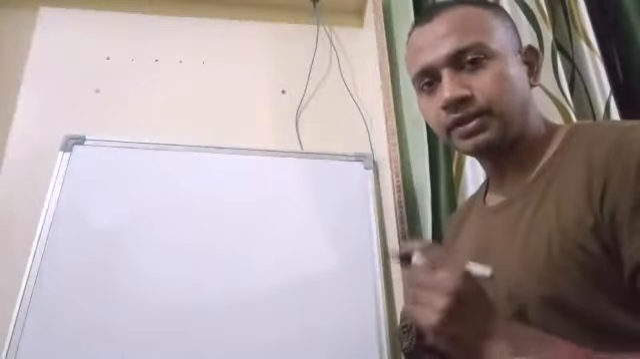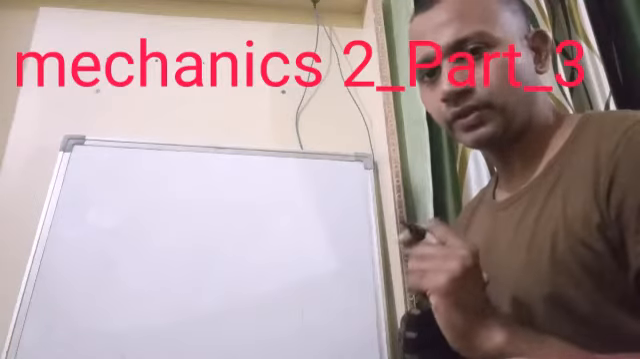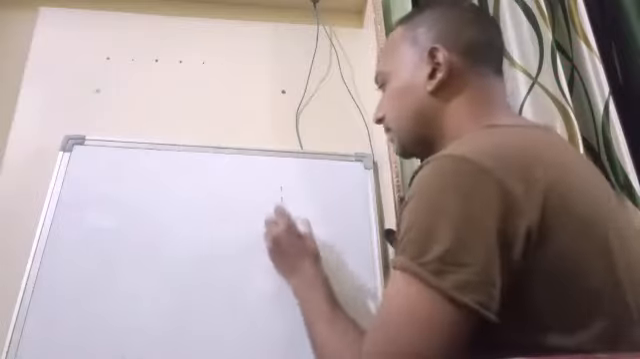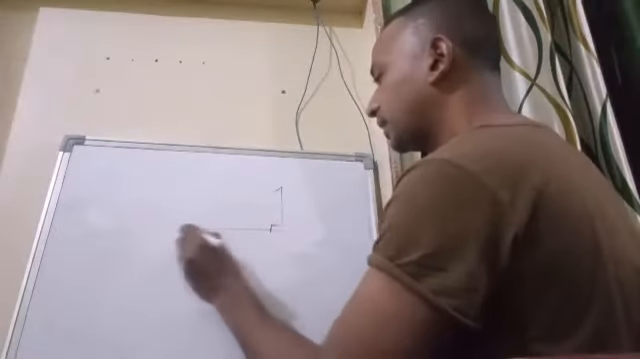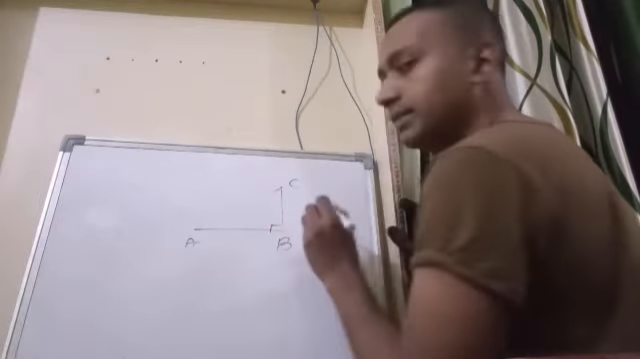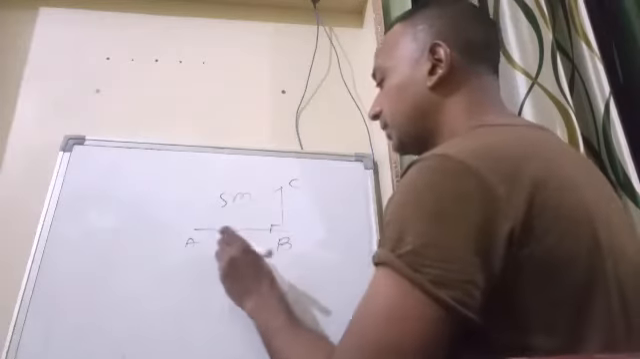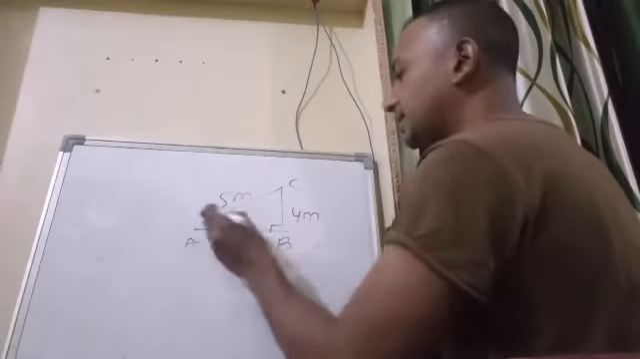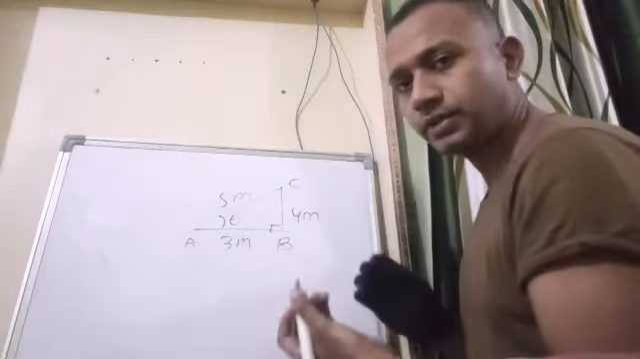In this video, we are continuing with our mechanics series part 2, and in this video, we'll study about sine theta. Now, suppose we have been given a right angle triangle ABC with sides 5, 3 meter, and 4 meter, and this is the angle theta. Theta is the symbol for angle.